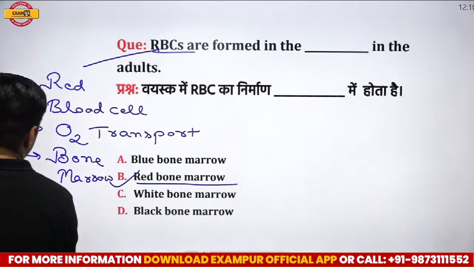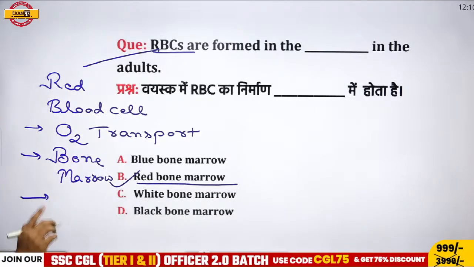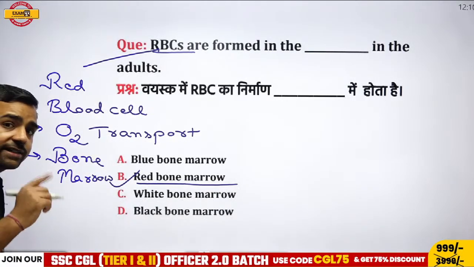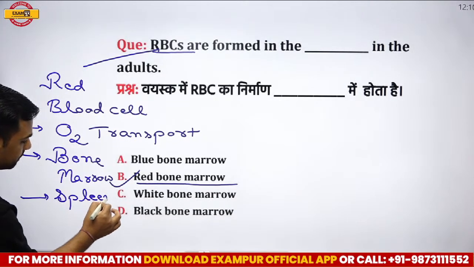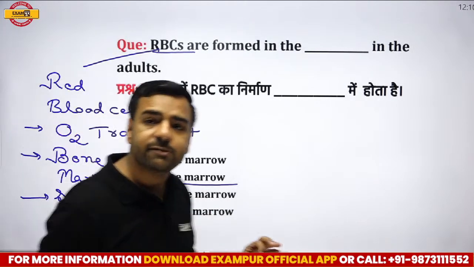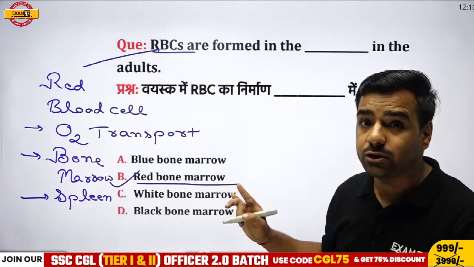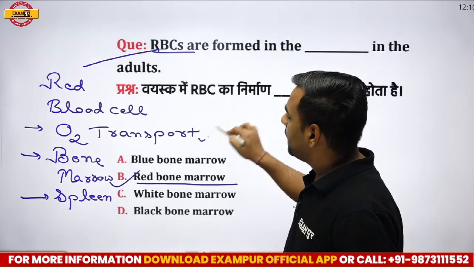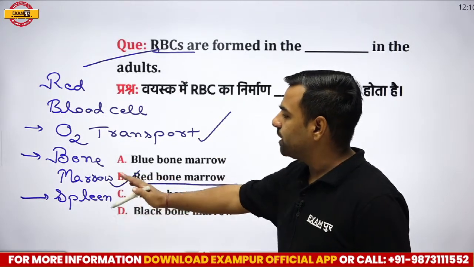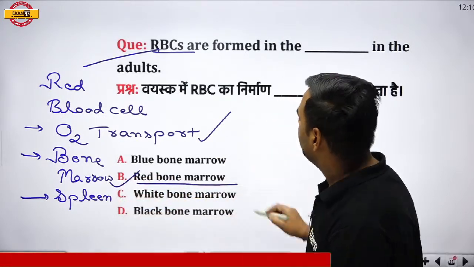Then, apart from oxygen transportation and bone marrow, one more thing is there. Where does it die? Please remember, it dies in the spleen. All these questions were previously asked, so please do not forget. It helps in oxygen transportation, is born in bone marrow, and dies in the spleen. One more thing.